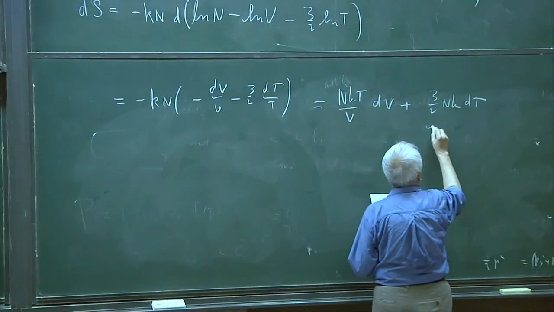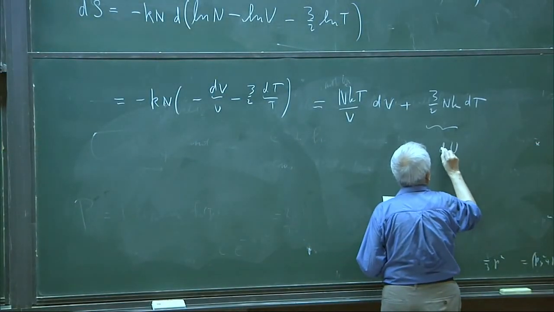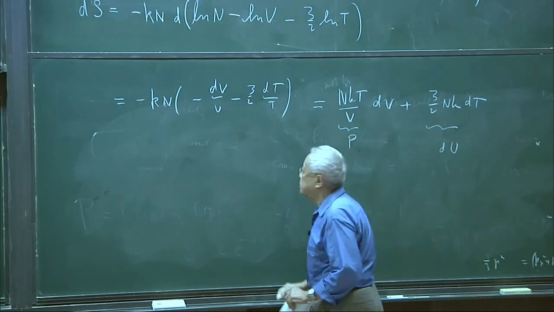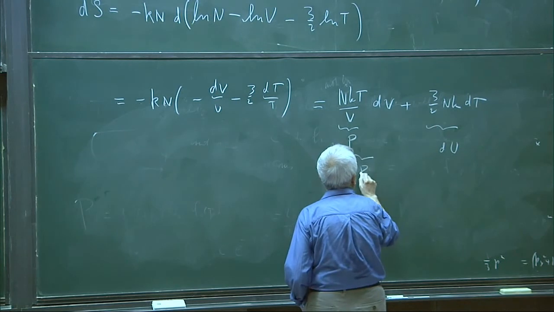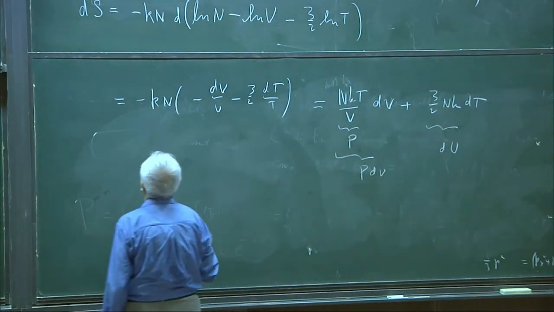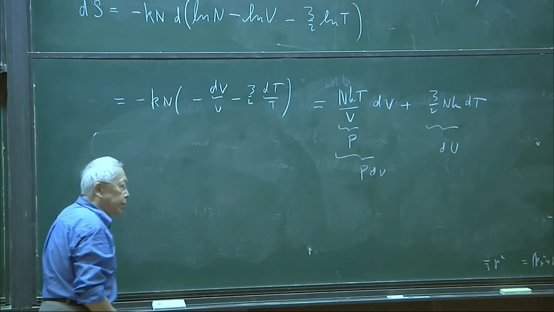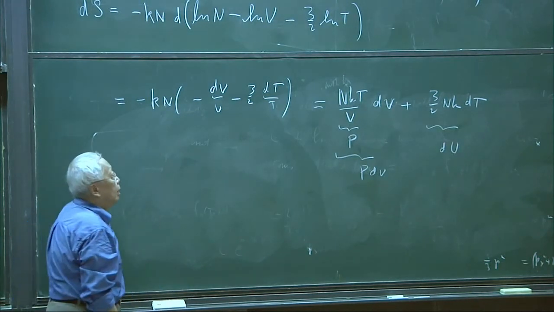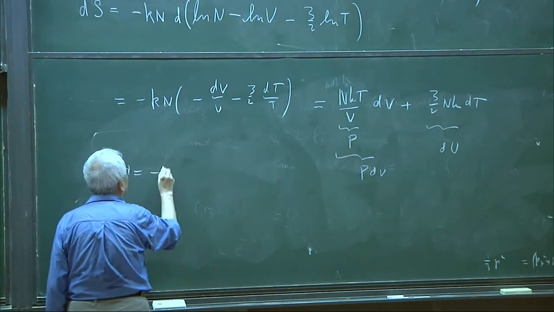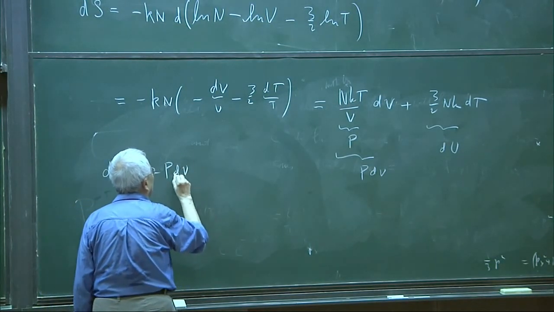Now you will note that this is just dU. And this is P by the equation of state, so this term is just P dV. So according to this formula, S is the entropy of thermodynamics, because now we have dU is equal to minus P dV plus T dS.